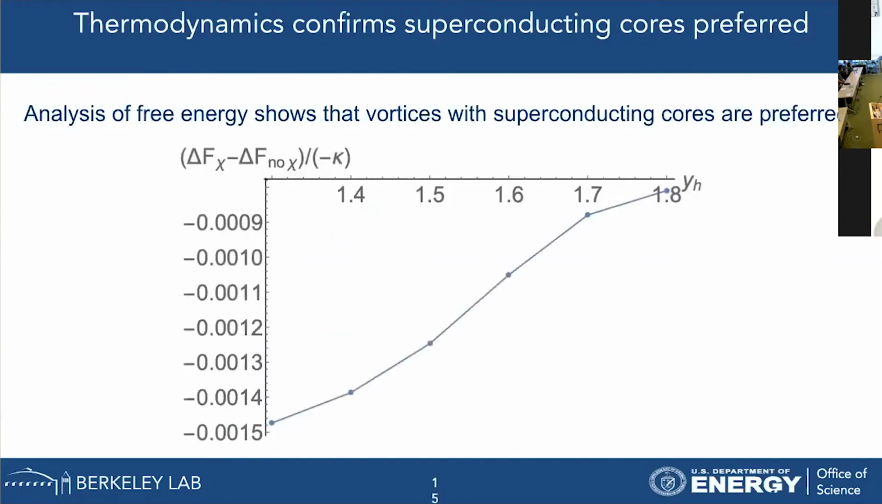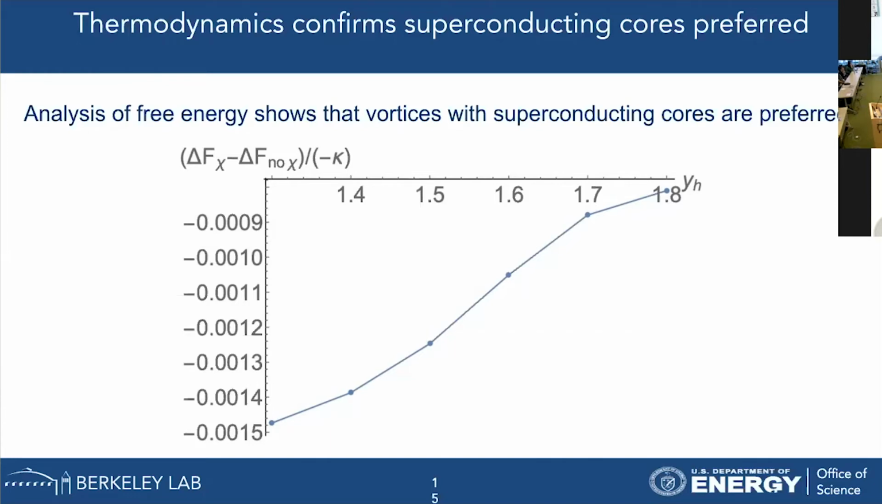We can confirm this by actually looking at the thermodynamics of the problem. We can look at the free energy with a chi field versus the free energy without a chi field, and we can ask, which one's greater. And it turns out the free energy with no chi field is greater for the temperatures. Excuse me, I forgot to change. YH is just proportional to the temperature of the system. Okay.